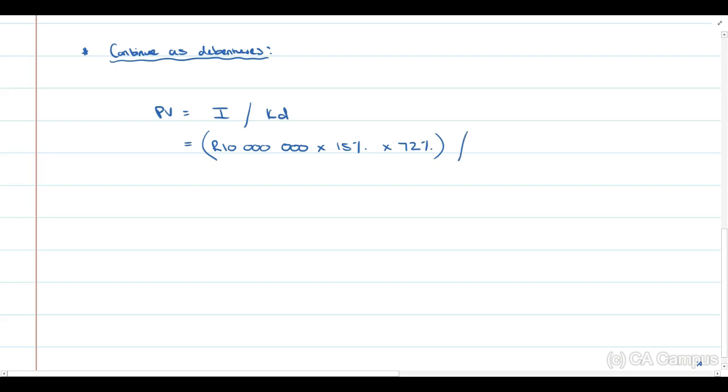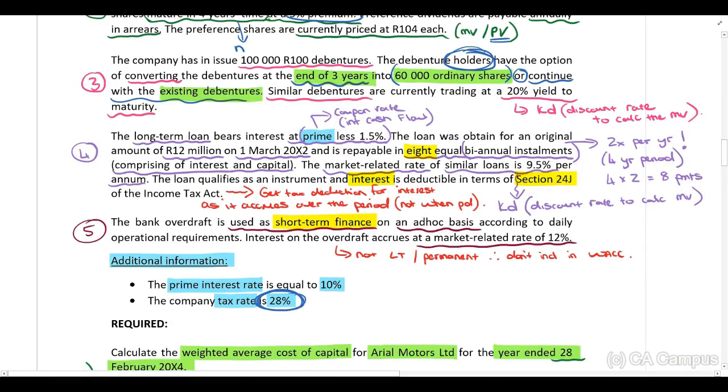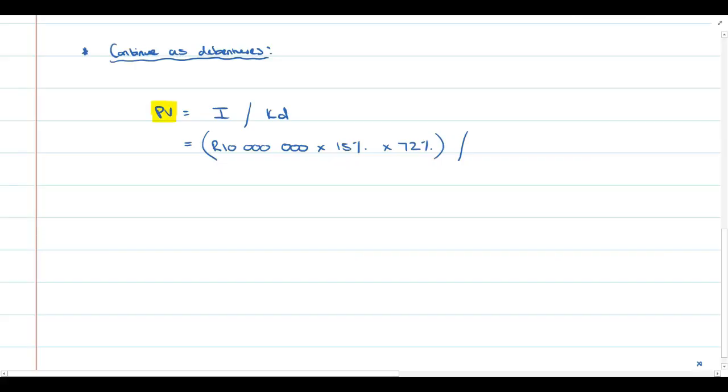We then need to divide by the cost of debt. Again, go back to the information provided in the question. We were told that similar debentures are currently trading at a 20% yield to maturity. So that is my cost of debt. And that is what I use as the discount rate to calculate my market value. And that's what we're currently doing. We are currently calculating the present value.